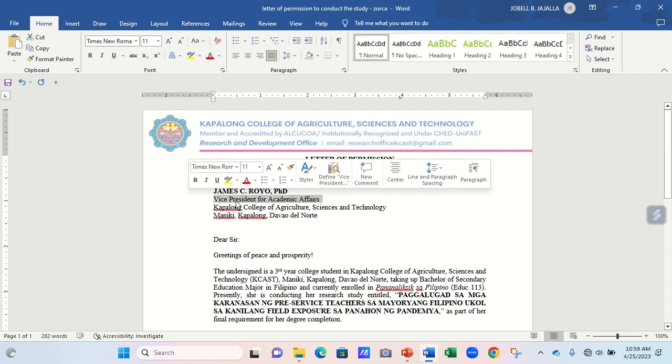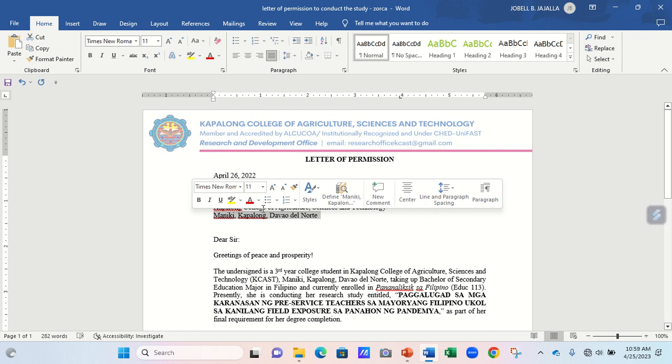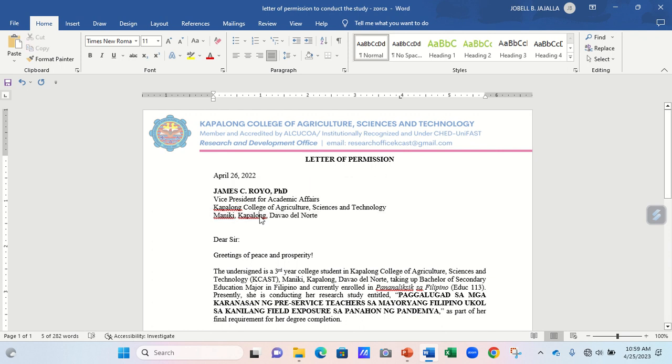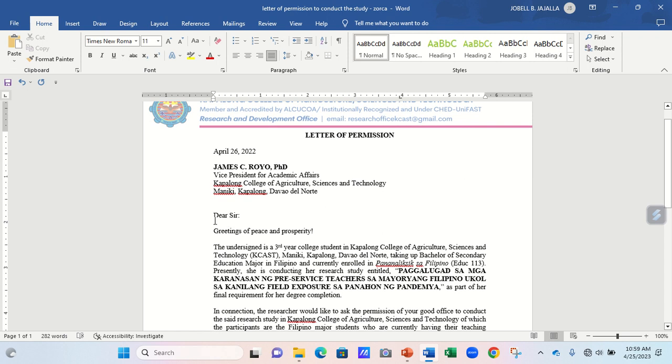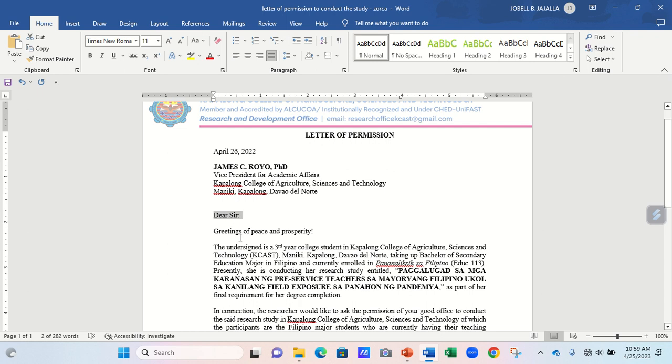Sir James is the Vice President for Academic Affairs. Third is the agency concerned, which is KCAST. And lastly, we have the address of the agency, which is Maniki, Kapalong, Davao del Norte. Now, for the actual body of the letter, you start with Dear Sir. Please take note of the gender: if male, Dear Sir; if female, Dear Ma'am. Maybe your addressee is a woman but what you put is Dear Sir, so please be particular about this.